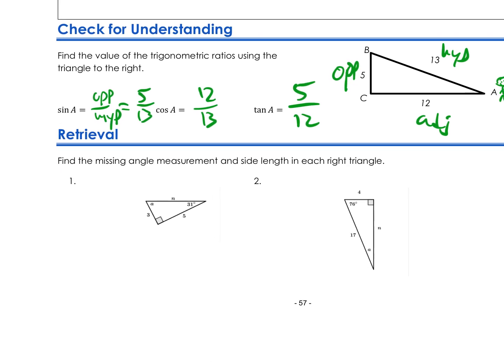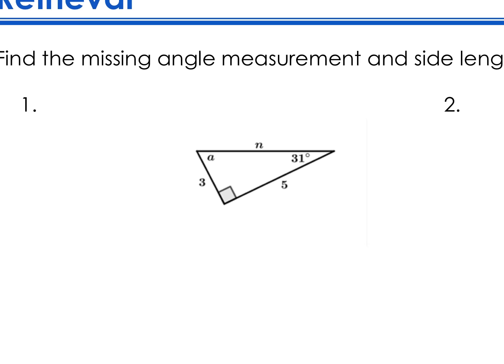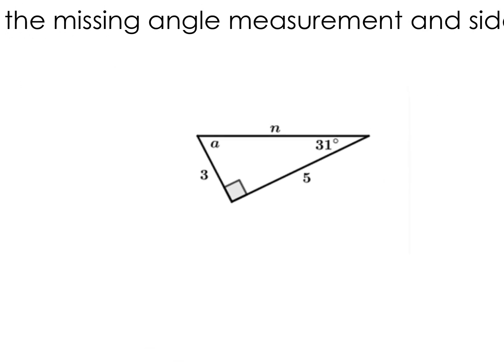Well, what if we want to find a missing angle measure or missing side measure? How can we do that? Well, let's use the tools we have right now. We know the angles add up to 180. So we know 90 plus A plus 31 has to equal 180 degrees, because the angles in a triangle add up to 180.